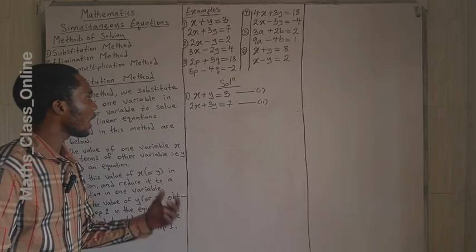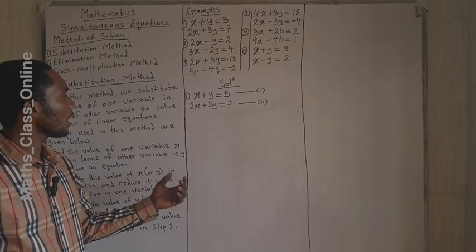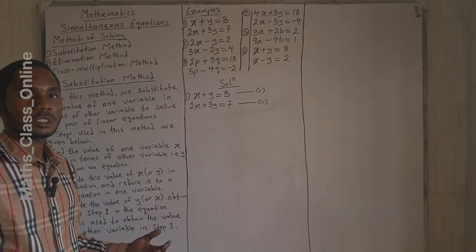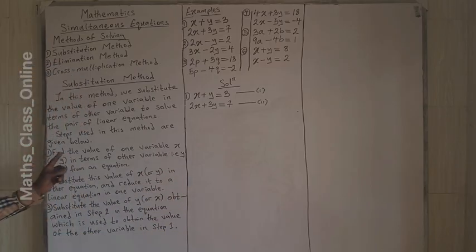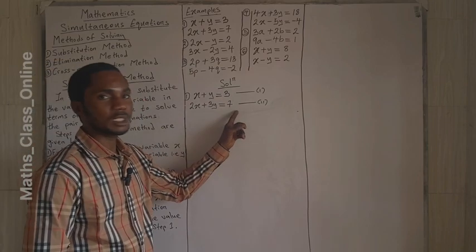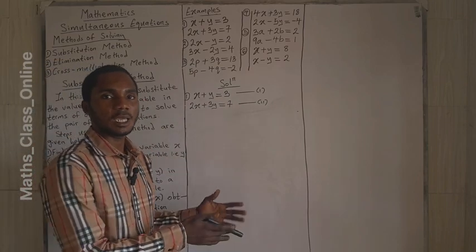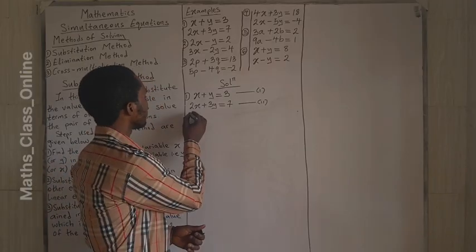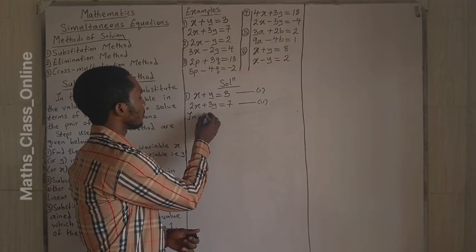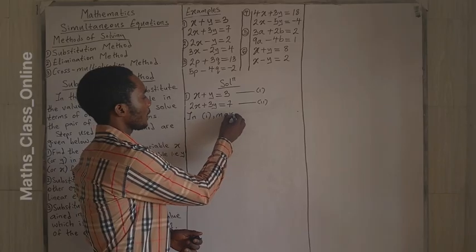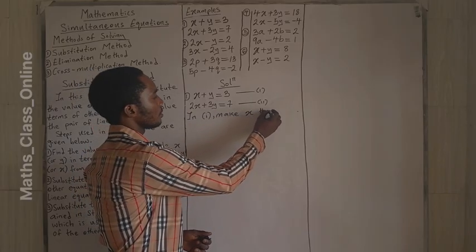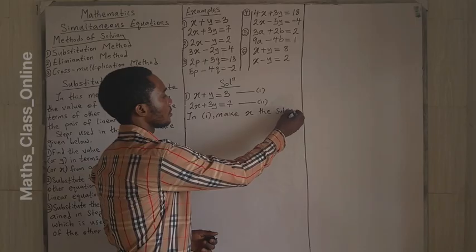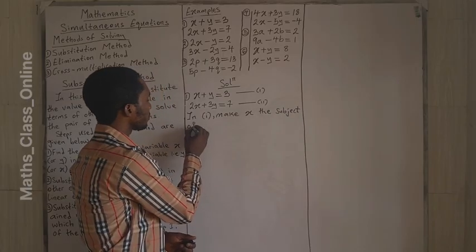First example: x plus y equals 3, and 2x plus 3y equals 7. What is the first step? Find the value of one variable, x or y, in terms of the other variable. We pick one of these equations and we make either x or y the subject of the formula. Let's pick equation 1 and make x the subject of the formula.